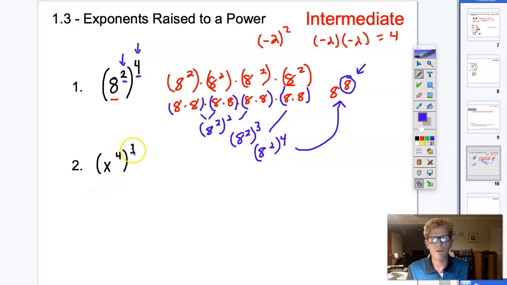Now let's take a look at this one. Here we have x to the fourth to the third power. I'm not going to explain all that I did up here. Let's just multiply these two exponents by each other. And we get x to the 12th. And that is the answer.